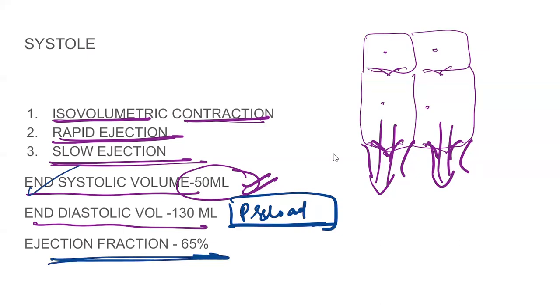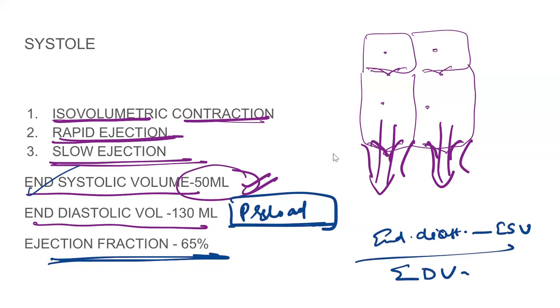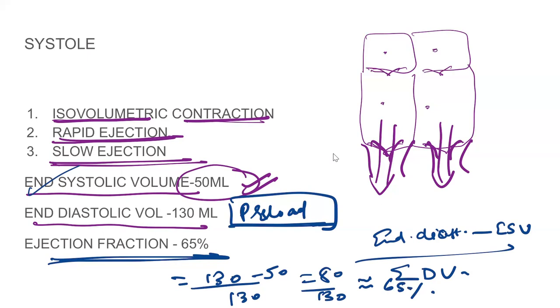Ejection fraction is end diastolic volume minus end systolic volume upon end diastolic volume. Okay. So how much of the volume is ejected upon how much initial volume was there? So it comes out to be 130 minus 50 by 130, 80 by 130, approximately equals to 65%. Clear?